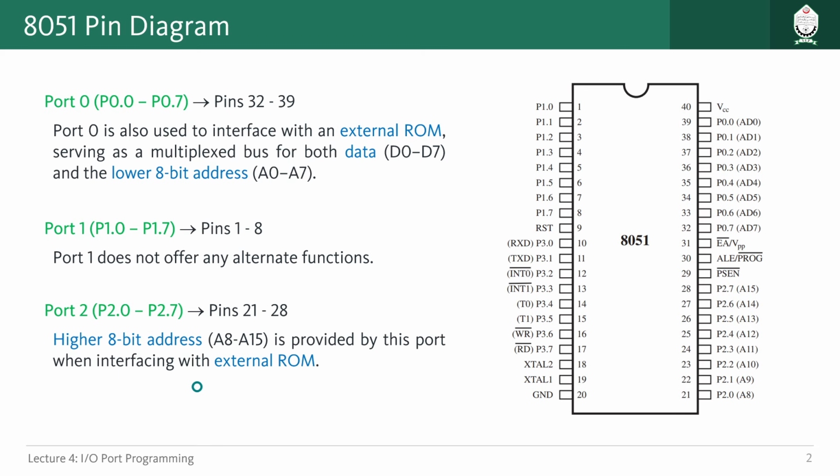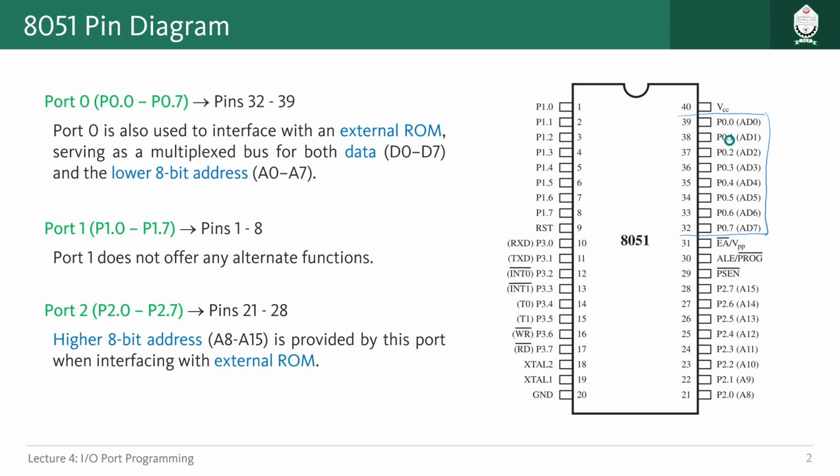Like for example, if I talk about just port 0, which is pins 32 to 39, so from here to here, these are the port 0 pins. We have 8 different pins, and these pins are basically called using this kind of notations. So P0.0, this is that first pin, right? This one. Then P0.1. In this way we address each of the pins of a port, right?